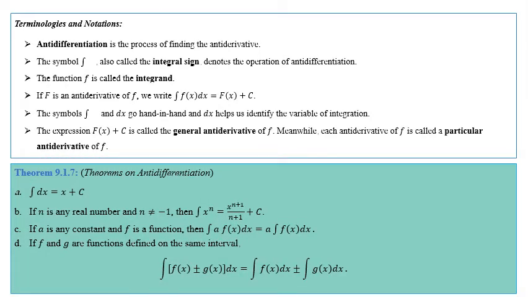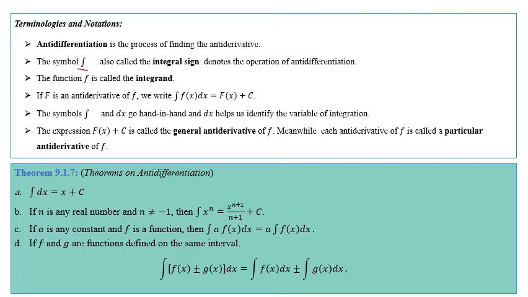So, ito yung mga terminologies and notation sa antidifferentiation. Antidifferentiation, class, is the process of finding the antiderivative. So, ibig sabihin nun, si antidifferentiation, parehas lang siya as the antiderivative. So, that is the inverse of the derivative. This symbol, class, etong parang S, okay, is also called the integral sign.